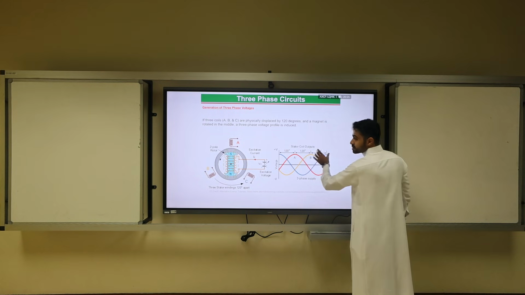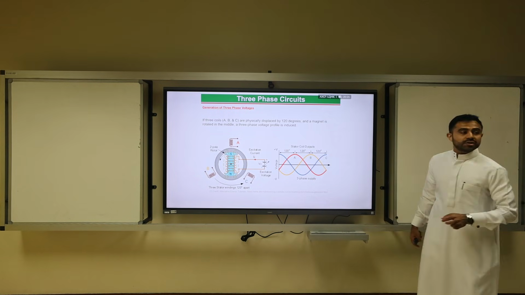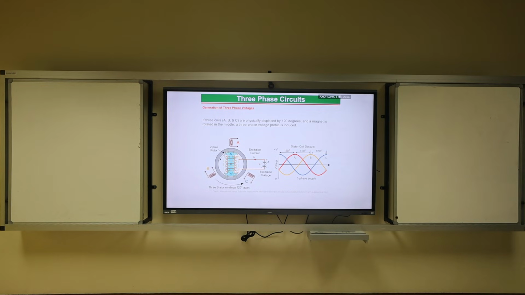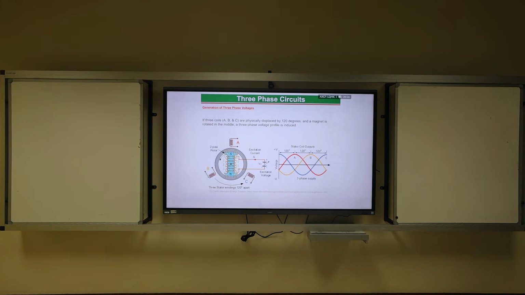And what is the distance between each peak? 120 degrees. What's that in radians? 2 pi over 3. Remember, it's good to go basic level so we catch up knowledge. It's very important. We don't want to jump ahead to the harder material and then you don't know what 3-phase is.